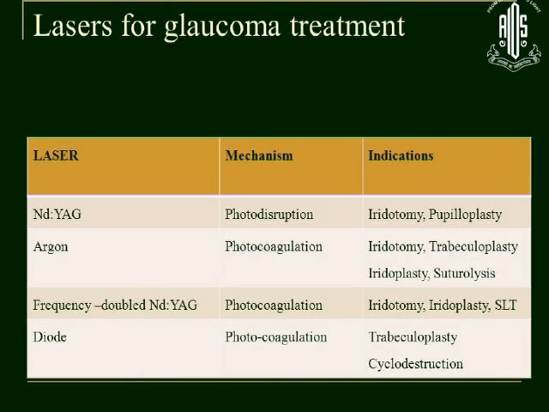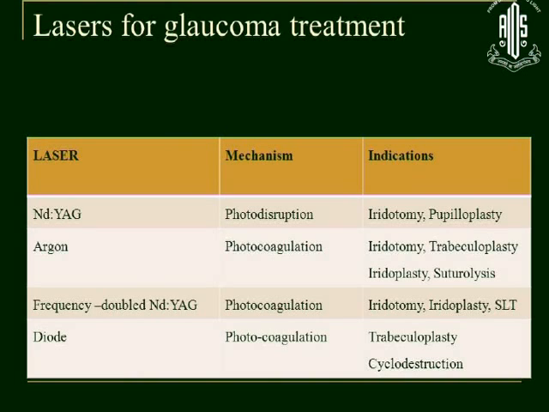You have the Nd:YAG, which is a photodisruptive laser, and the indications are iridotomy and pupilloplasty. The argon is a photocoagulator used for iridotomies also, but more commonly for trabeculoplasty, iridoplasty, and suturolysis. Whereas the frequency doubled Nd:YAG has almost taken over the argon for both the retina surgeons and us. So the argon is not so freely available. In place of that, we have the frequency doubled YAG, which is again a photocoagulator with similar indications as the argon, except that you have a frequency doubled YAG which has been incorporated into the SLT specifically for glaucoma only.